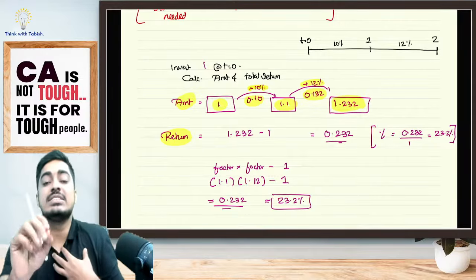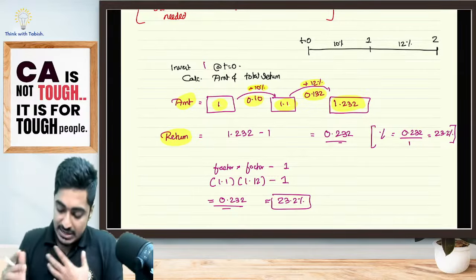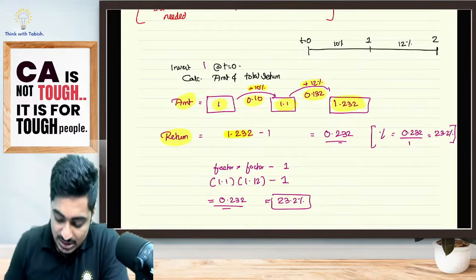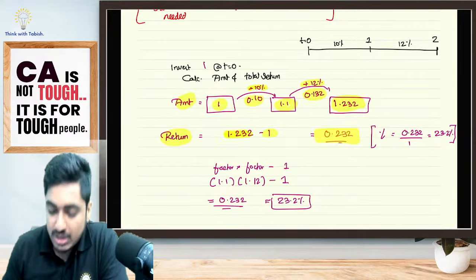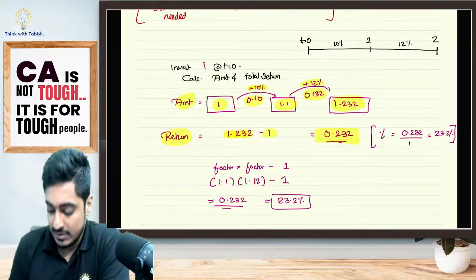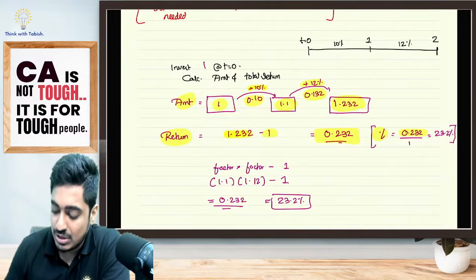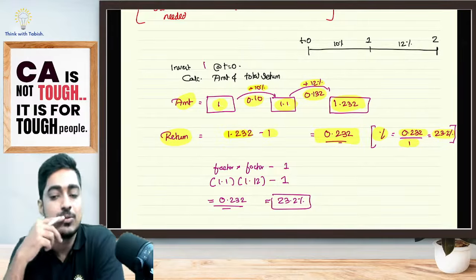I want to know how much interest, how much income I will get. Well, simple, boss. Total I got 1.232. I invested 1. That means I got 0.232. Yes or no, everyone? Perfect. Yes, in percentage terms, 0.232 you got on 1 rupee, that is 23.2%.